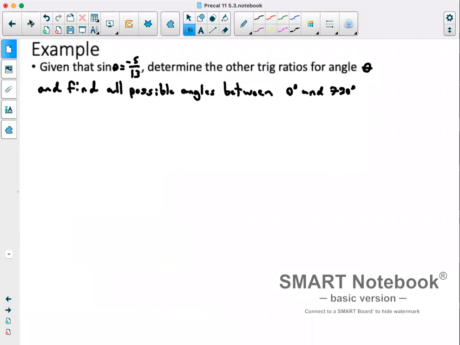Okay, next example: given that sine theta is -5 over 13, determine the other trig ratios for angle theta and determine all possible angles between 0 and 720 that this ratio works for. So for this, we will use our CAST rule. If you remember for the CAST rule, we start writing CAST in quadrant 4 and then work our way counterclockwise around.